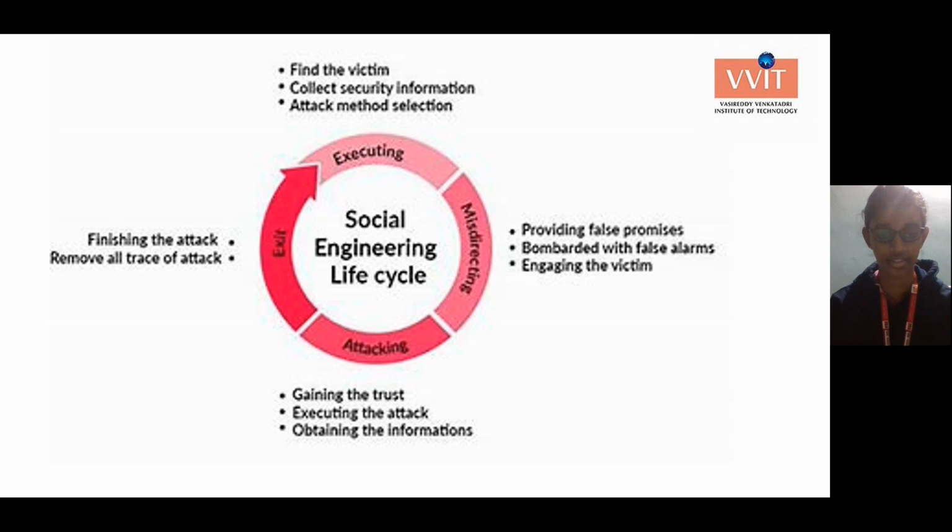Next one is the attack. When the victim opens the link, the link spreads over the network of the victim. Next, after completion of the attack, the social engineer destroys all traces of evidence and leaves the site. This is social engineering.